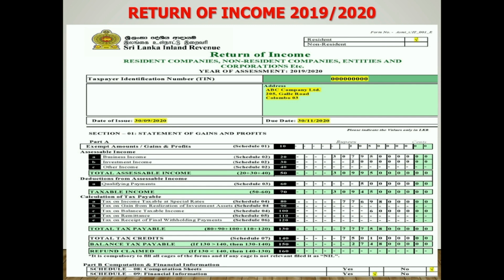Therefore, we see how you can fill the schedules to the return of income, and then we can get the understanding about the first page.